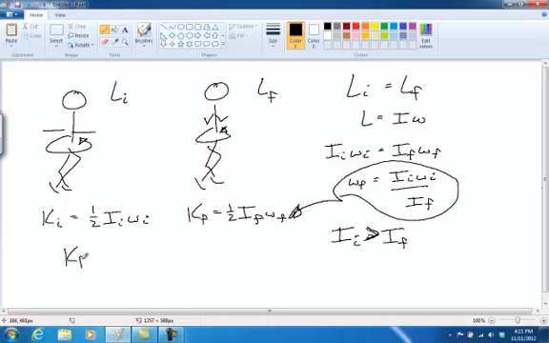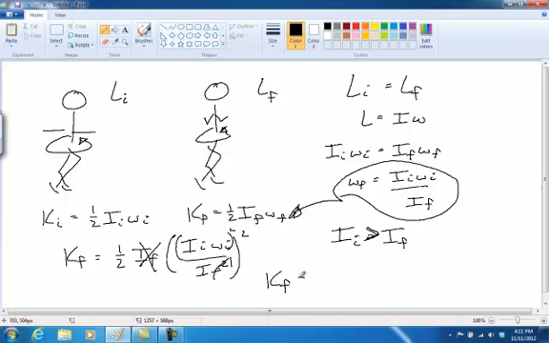We're going to substitute it in, so we get a final kinetic energy that is 1/2 I F, and now we have to square all this: moment of inertia initial, omega initial, over moment of inertia final, all of this quantity squared. We can do a substitution here. This has a 2, it now has a 1, and this quantity is now squared at the top. So we have kinetic final is equal to 1/2 moment of inertia I squared, omega initial squared, all over moment of inertia final.